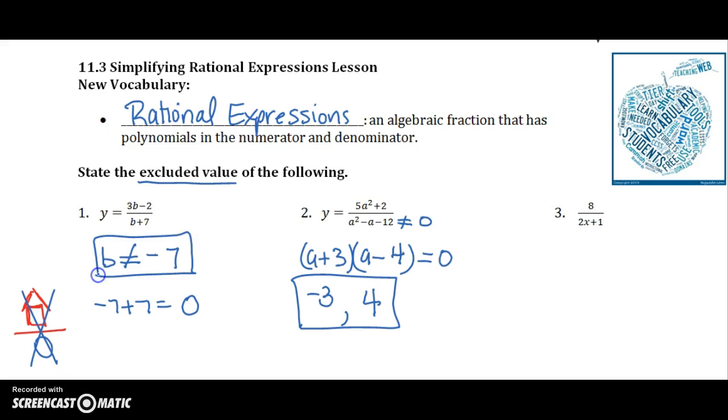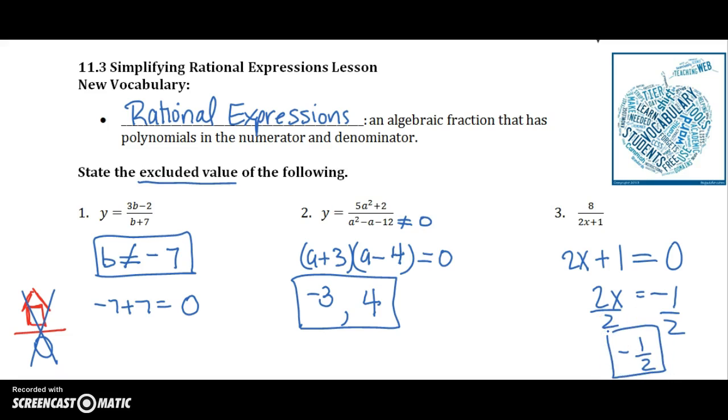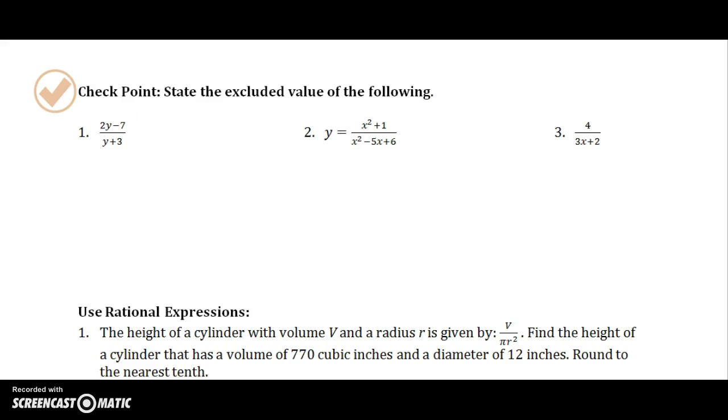So here, -7 was the excluded value. So hopefully you're catching on that 2x plus 1 cannot equal 0. So what makes it equal 0? Well, this becomes a -1 divided by 2. So -1/2 makes it 0. So that's the excluded value. All right, here's your checkpoint. State the excluded value. I'll be looking at this tomorrow.